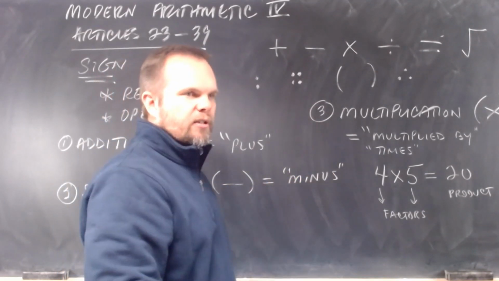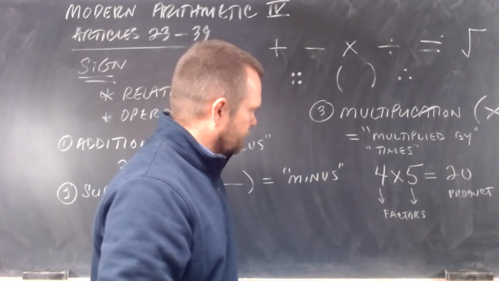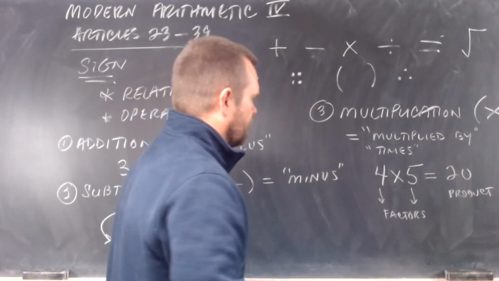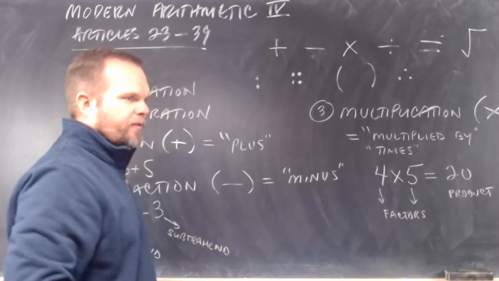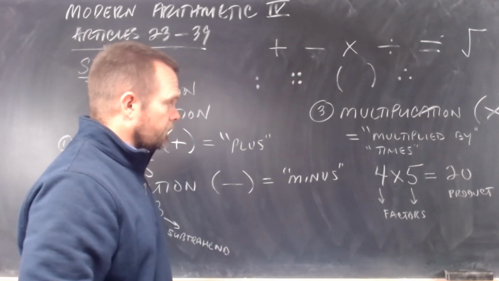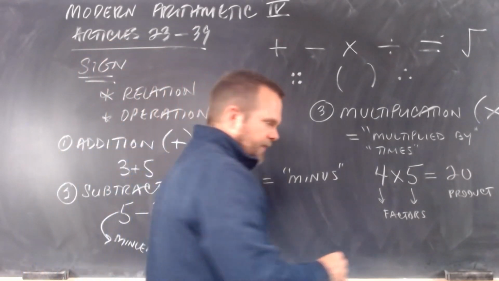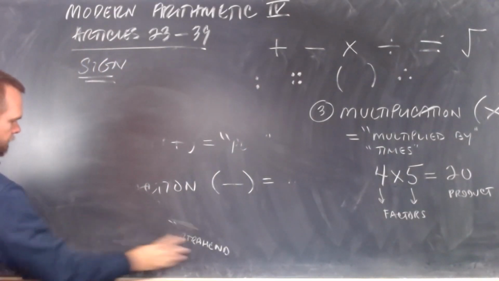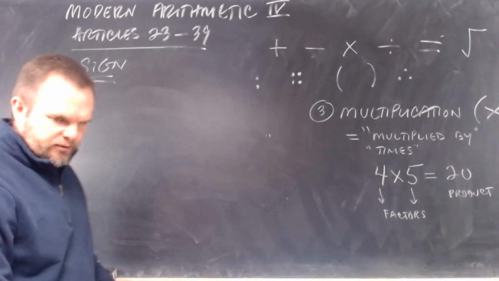Multiplication is like addition. The numbers can be reversed and it makes no difference on the outcome. 4 multiplied by 5 equals 20. 2 factors and a product. If we flip it around and say 5 multiplied by 4, the product is the same. So the third sign is the multiplication sign. That's Article 27. All of these signs so far represent operations.